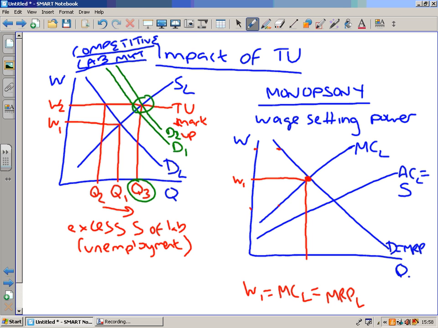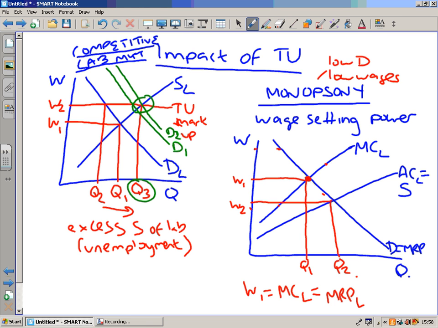We go beyond this point, the increasing costs of labour are not matched by growth in the MRP, so we'll not employ these people. However, if we had a competitive market, we'd employ to where supply meets demand. So we'd have W2, Q2. So we can see that a monopsony will not demand enough labour, and they will offer low wages.